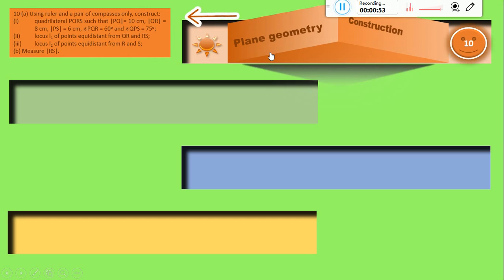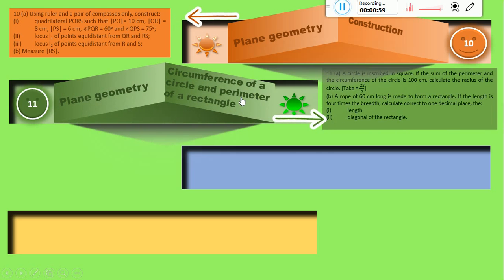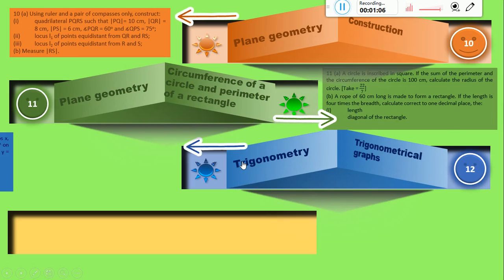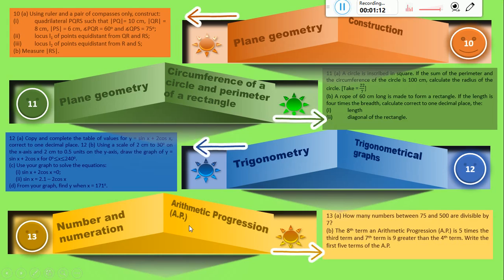We are looking at 2009 WAEC May June questions. The first question we are looking at is question 10 on construction. Then question number 11 on circumference of a circle and perimeter of a rectangle. Question number 12 on trigonometrical graphs. Finally, question number 13, arithmetic progression.